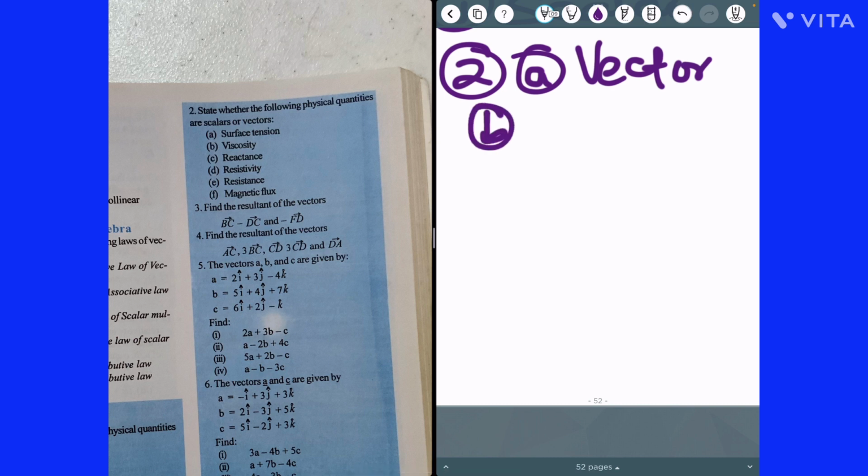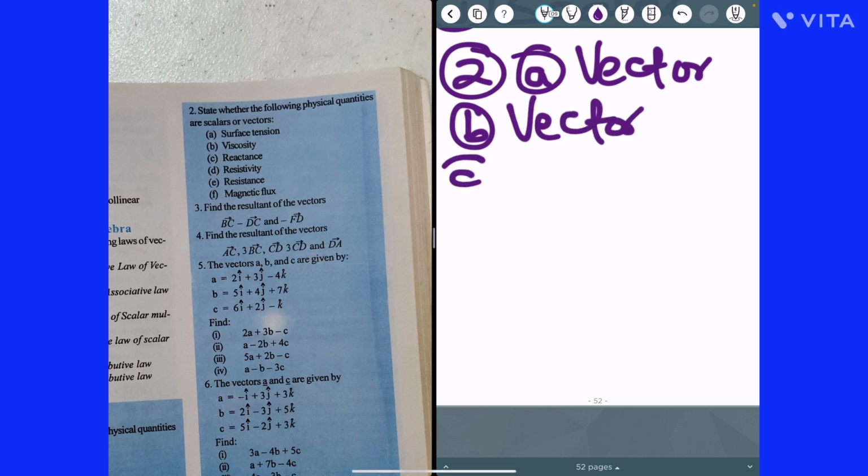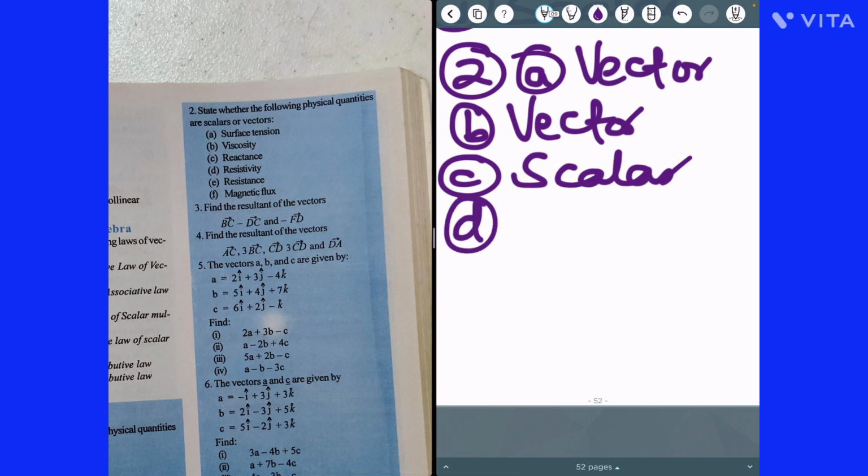B, viscosity. This is a frictional force. Viscosity is frictional force between layers of a liquid, so it's a vector also. Reactance is a scalar quantity. It's a kind of opposition to the flow of current posed by a capacitor or an inductor in an AC circuit. We'll get to that later under physics.